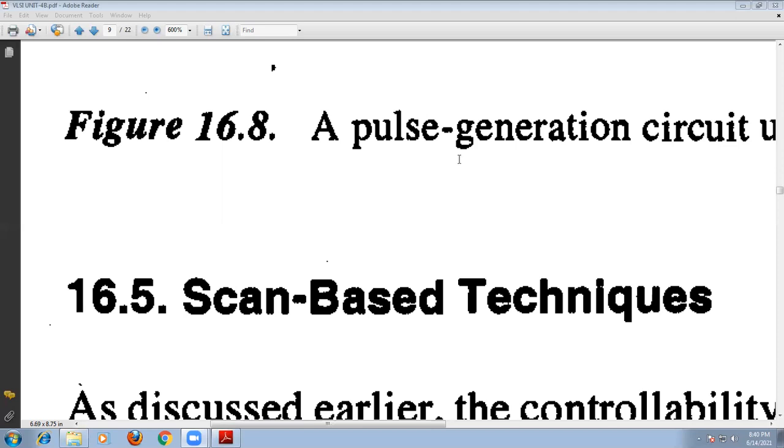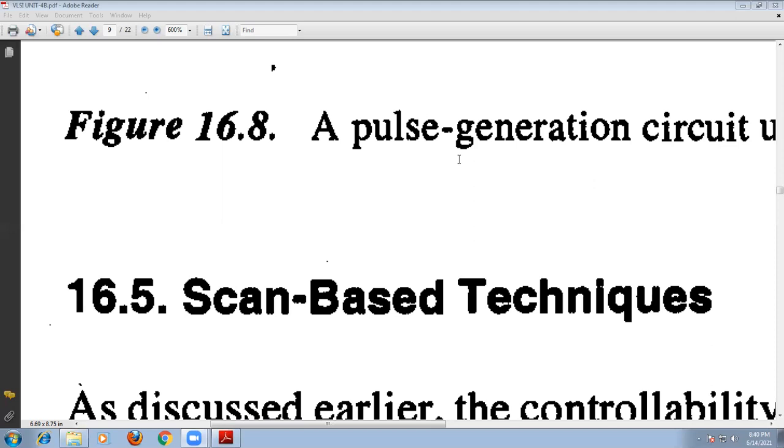In general, what is a sequential circuit? It consists of a combinational circuit and also a feedback circuit. The feedback circuit is nothing but what we can call the storage element.